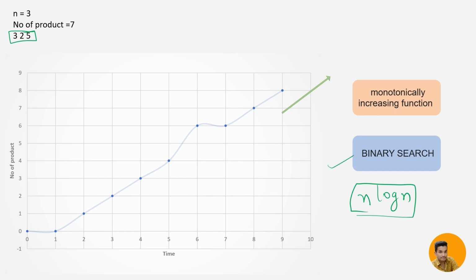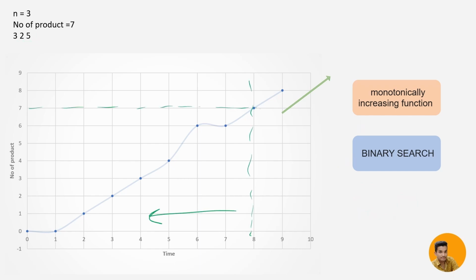So again, we need to apply binary search. Linear search won't work. And why are we applying binary search? Because this is a monotonically increasing function, and we need to find the minimum time. If you look over here, there is no answer, and if you look at this side, then there is our answer. So binary search is going to just divide, and it would make our searching very fast. So that's why we are using binary search here.